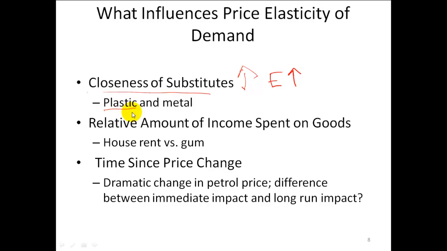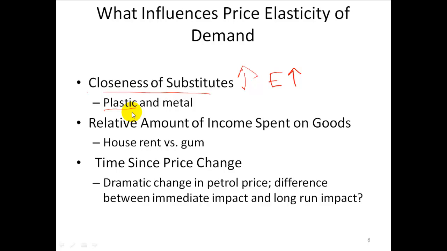So given this example, if substitutes are easily available, the change in quantity demanded will be very high even when there is a small change in price, which means the elasticity is high. So the point to remember: if you have close substitutes, then elasticity is high.